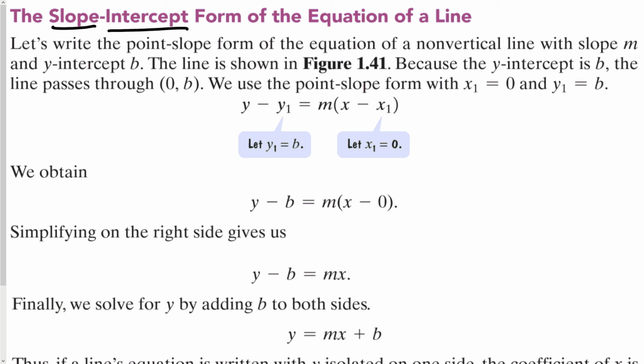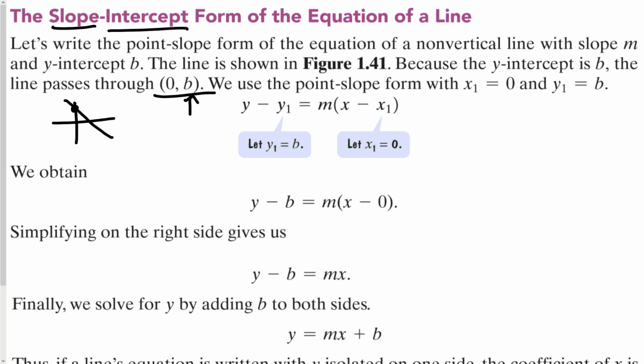So it's shown in a figure that I don't think I copied, but because the y-intercept is b, the line passes through a point 0, comma b, right? If we think about a line with some sort of slope, this point right here is going to have an x coordinate of 0 because I didn't go left or right, and then I'm going to go up and down some number b.